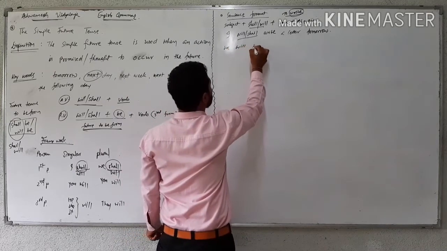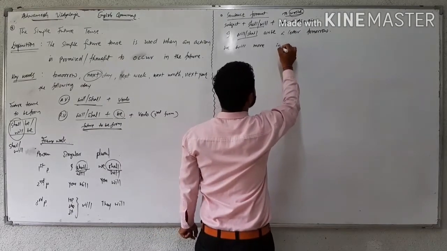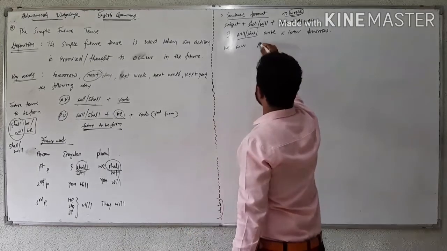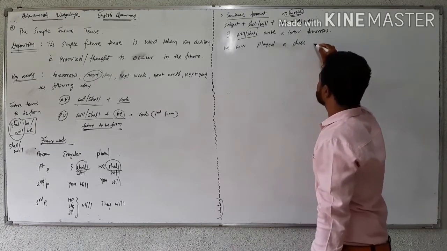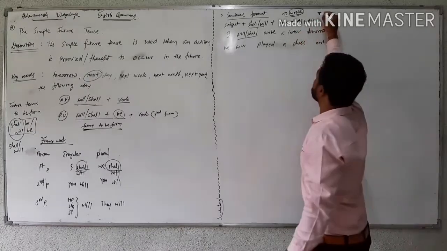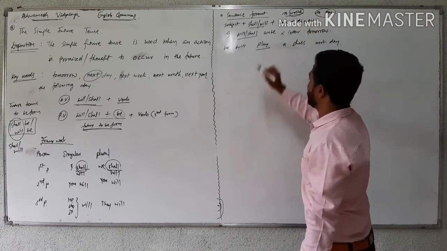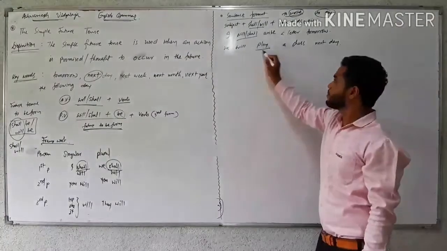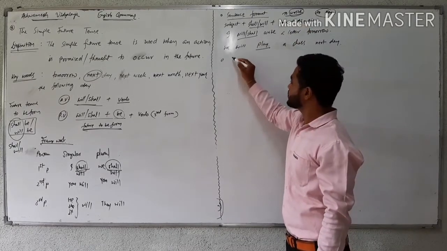We will play chess next day. Second, we use the verb play. We will play. The first form: modal auxiliary plus verb.